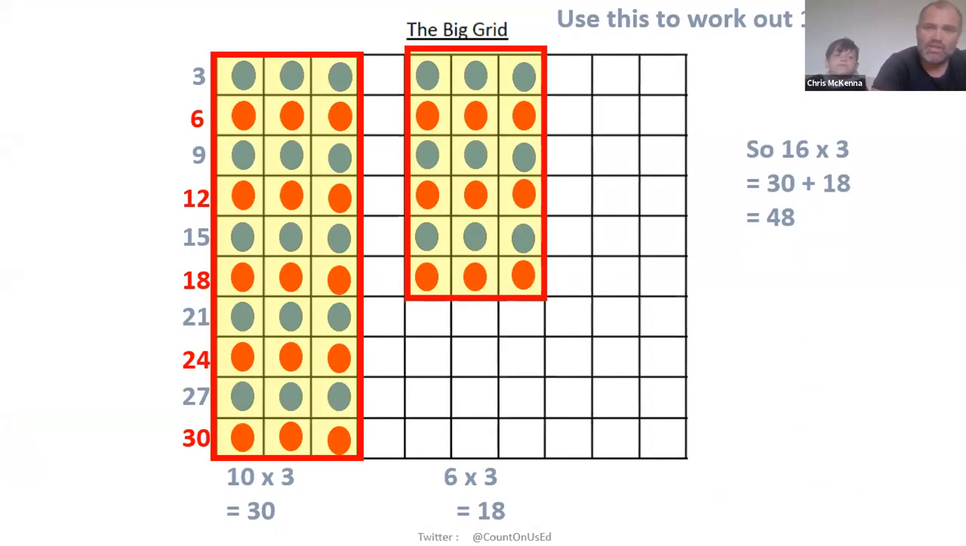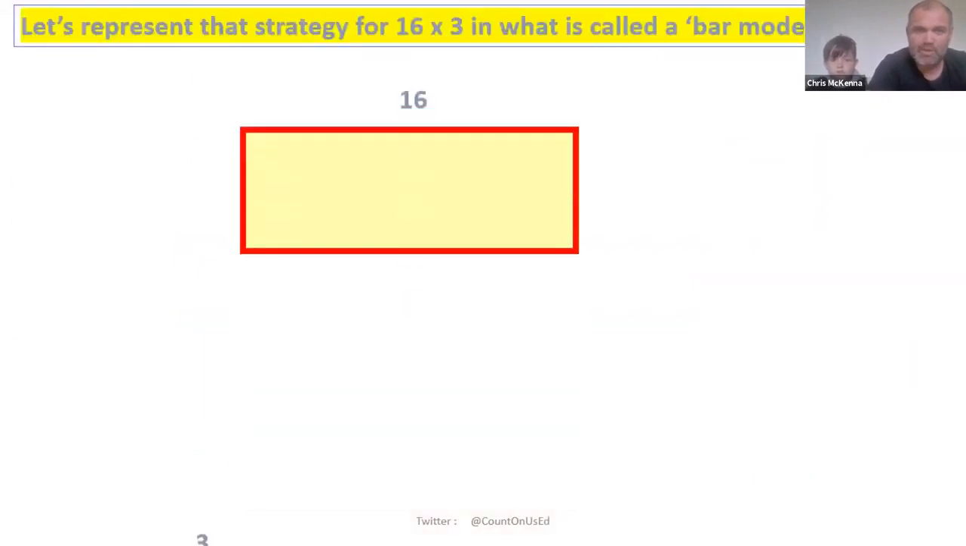Again, I'm going to record this in the bar model. So obviously there are other ways to do 16 times 3, but I'm going to focus on this strategy for today. So you might have different ideas, which is great, but for today I'm going to focus on this strategy. So let's draw a bar model for 16 times 3. So let's have my bar, which is 16 by 3. Let's draw that out at home, a quick rectangle, 16 by 3.